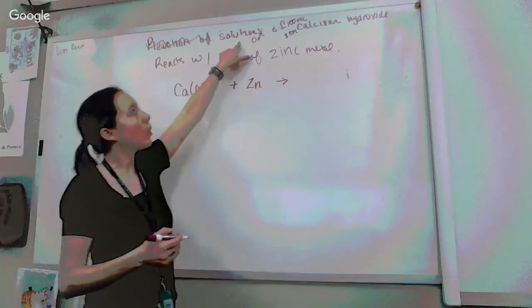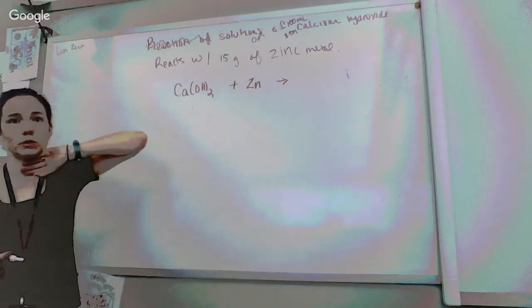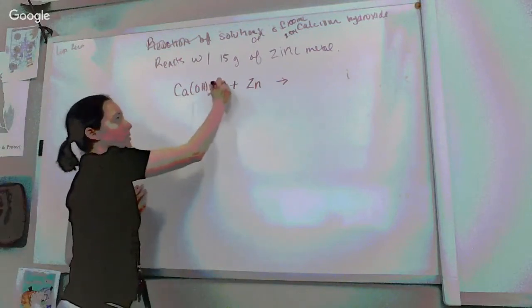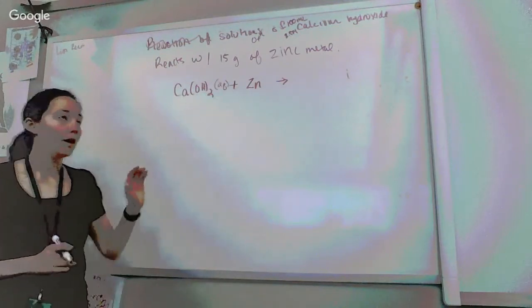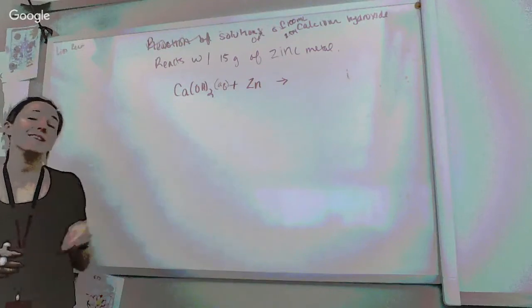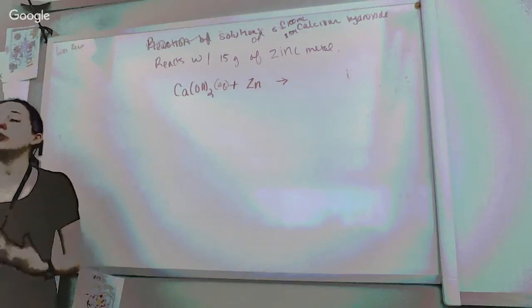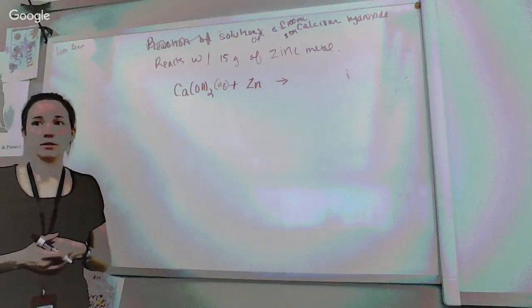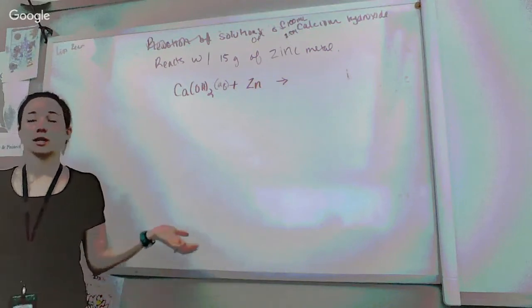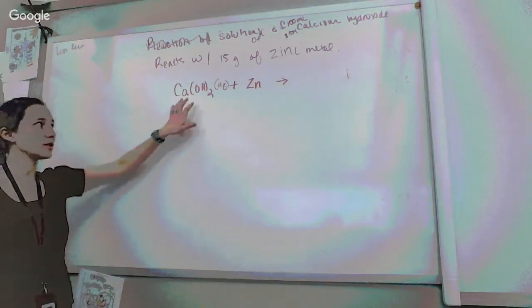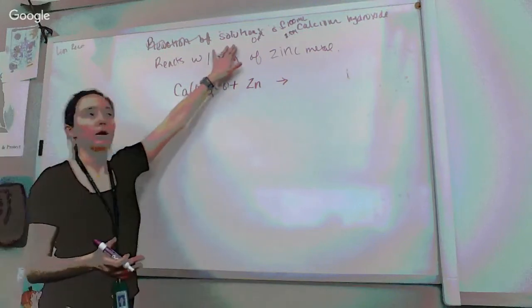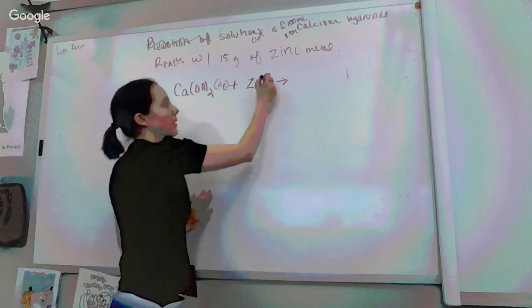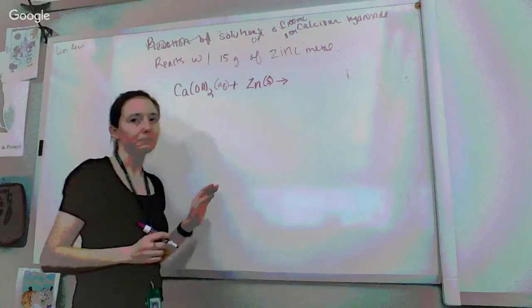And up here, I was told that it's a solution of calcium hydroxide. So listen to what it says and believe it. Even though calcium hydroxide, if I hadn't told you so, you would have expected it to be a solid. Like if you were just going to predict its state of matter, I would expect you to say solid, but I told you a solution, so go with it. And then zinc metal would be a solid.